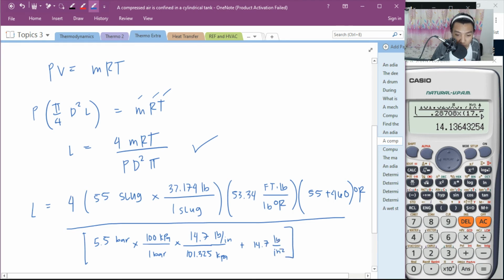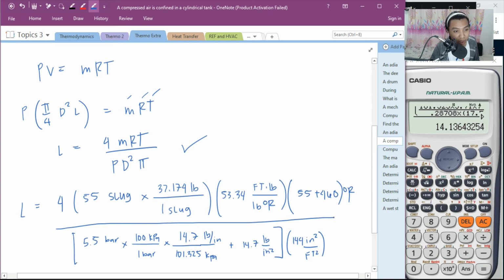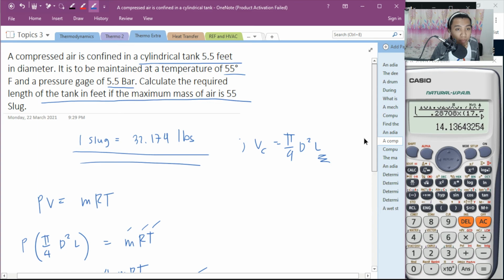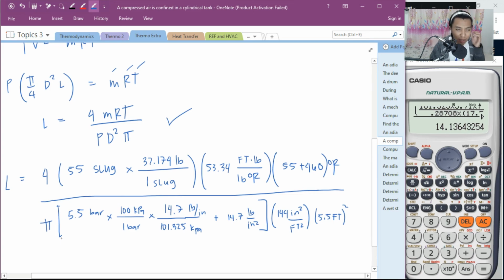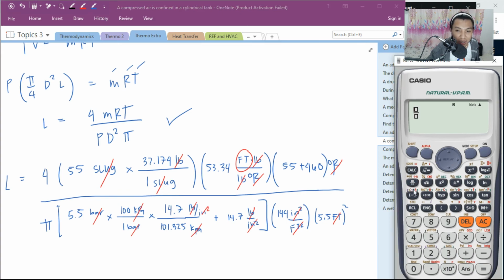It's really long. Where you see pound per inch squared, multiply right away by 144 inch squared per feet squared, our conversion factor. Multiply by the diameter squared, 5.5 feet squared, times pi. Long indeed. What comes out is feet. Cancel the units that are the same: the slug, the pound, inch, kPa, the bar, inch squared, feet squared, the Rankine. What remains is feet. Long, right? Okay lang yan, kayang-kaya.